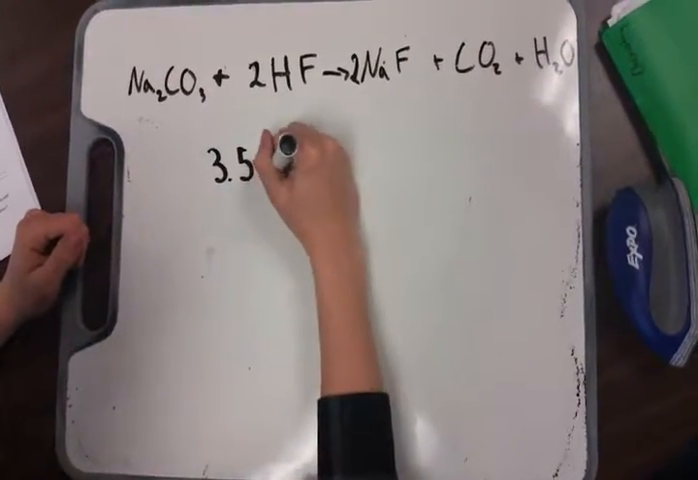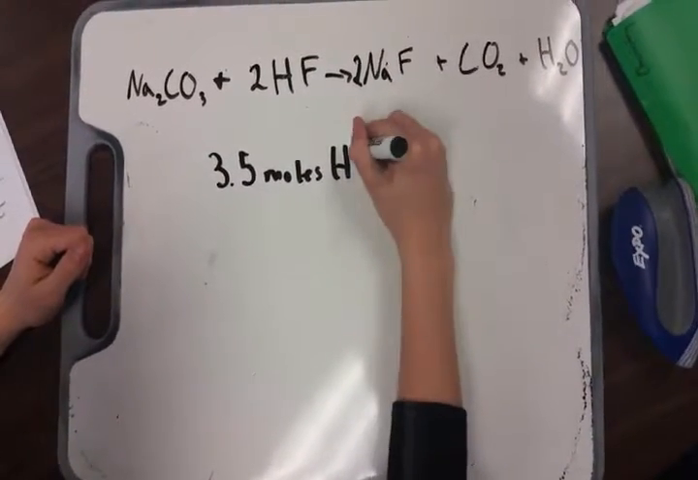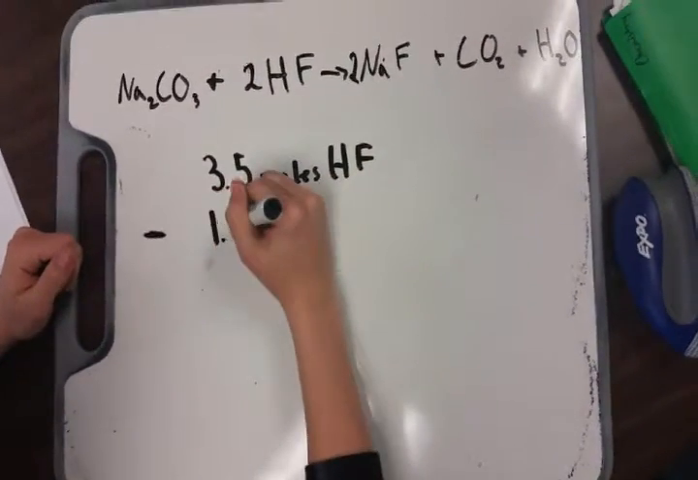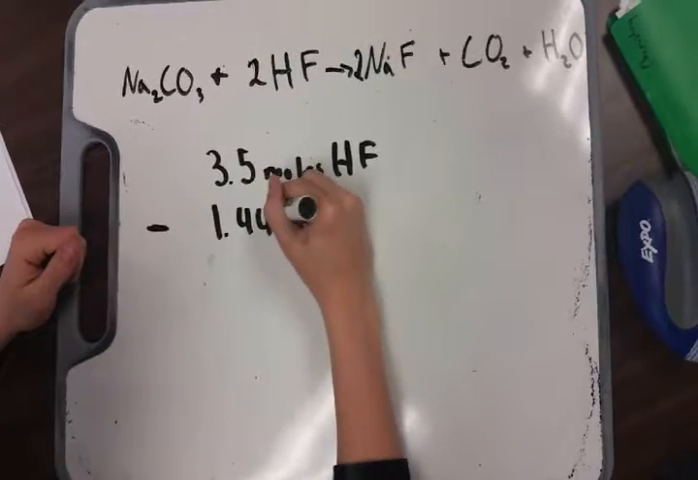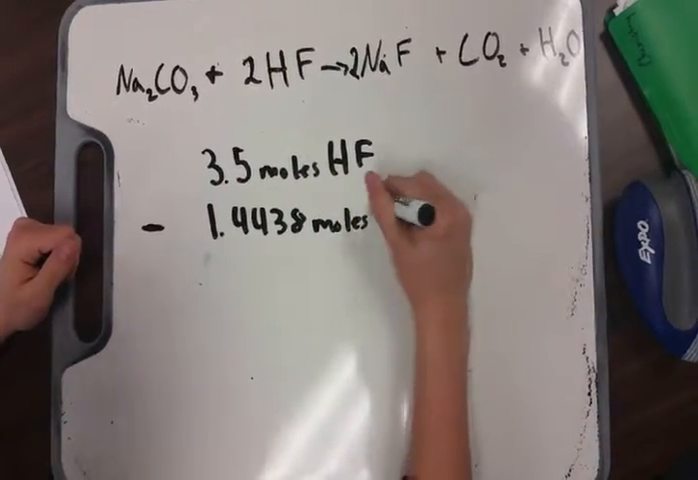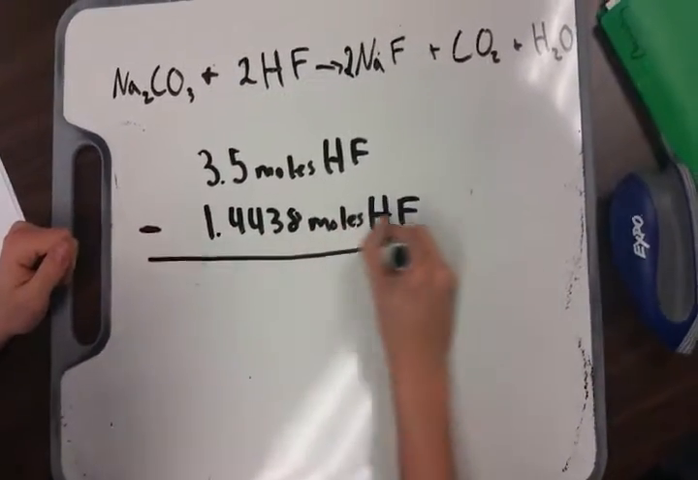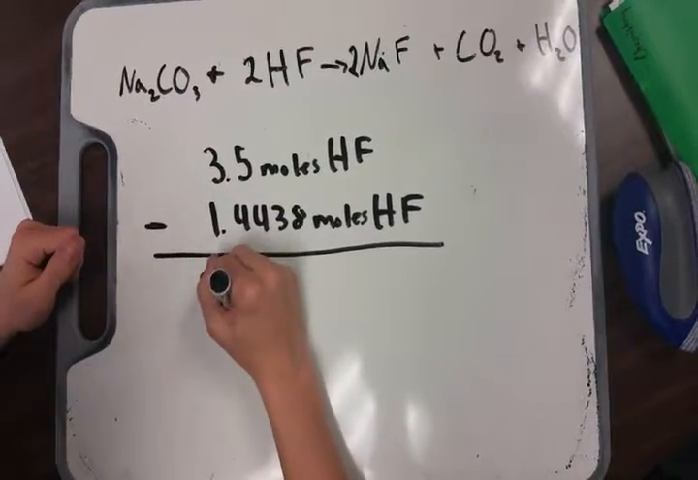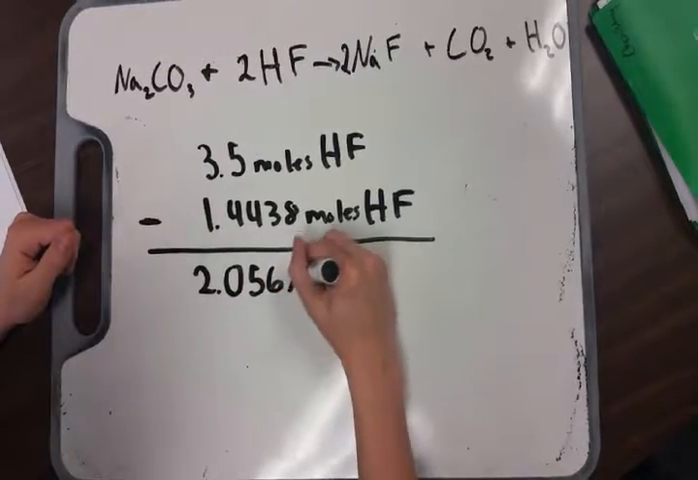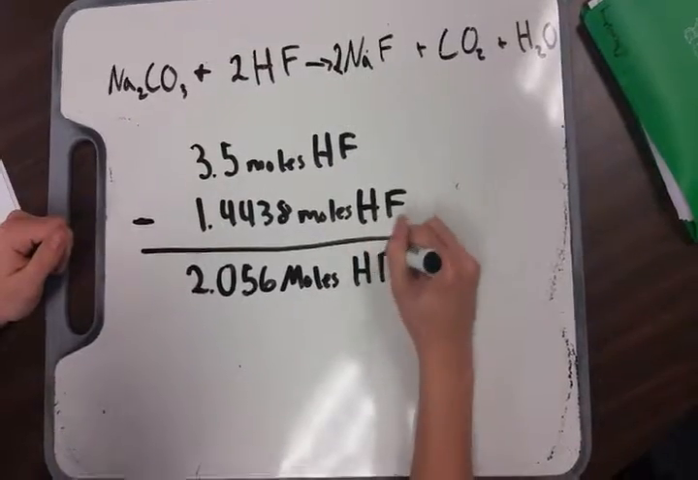Now that we know how many moles of hydrofluoric acid were used, we want to take that initial amount of hydrofluoric acid and subtract the amount that was used, which is 3.5 moles of hydrofluoric acid minus 1.4438 moles of hydrofluoric acid. And after we subtract, we should get 2.056 moles of hydrofluoric acid.